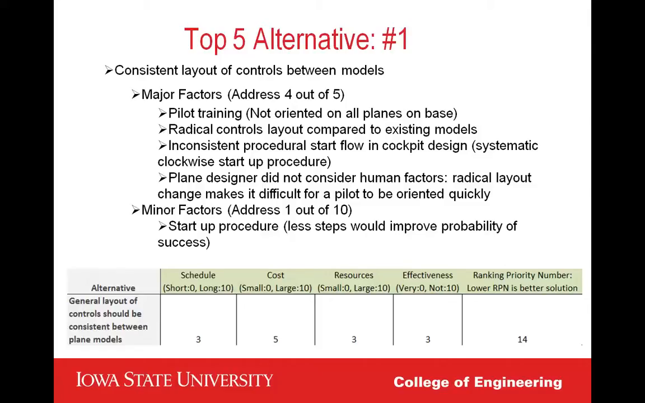Now I will go over the top 5 alternatives we identified with the use of the ranking priority number (RPN) and the analysis between available alternatives and the factors that are addressed by each alternative. The first alternative we identified as one of our top 5 is to make a requirement from the beginning of the design to have consistent layout of controls between different models of planes. With the implementation of this alternative, we will address 4 out of the 5 major factors and 1 minor factor.